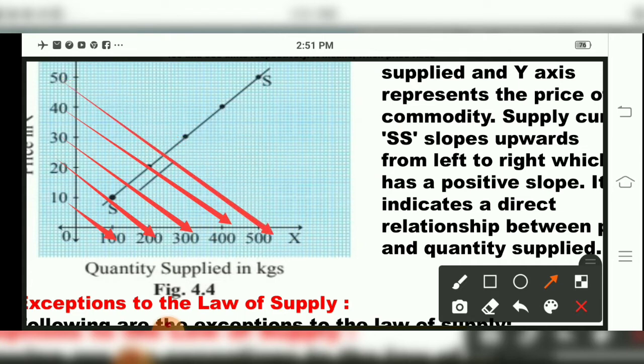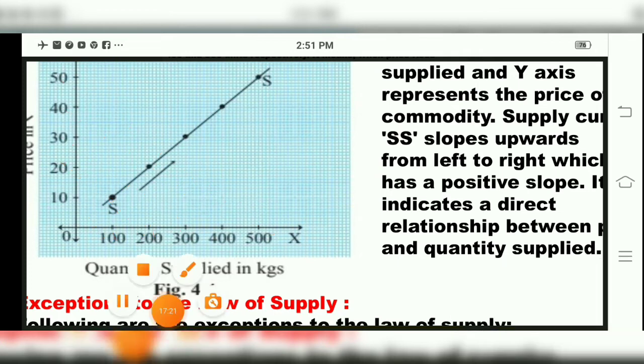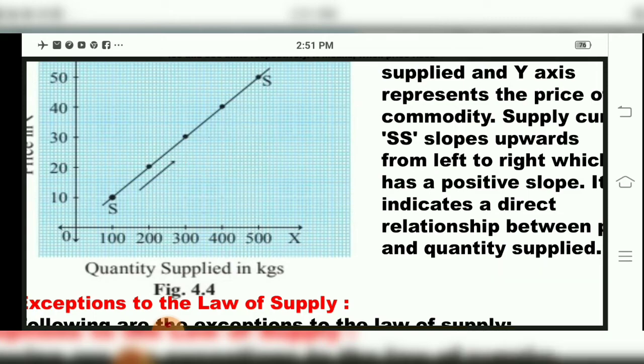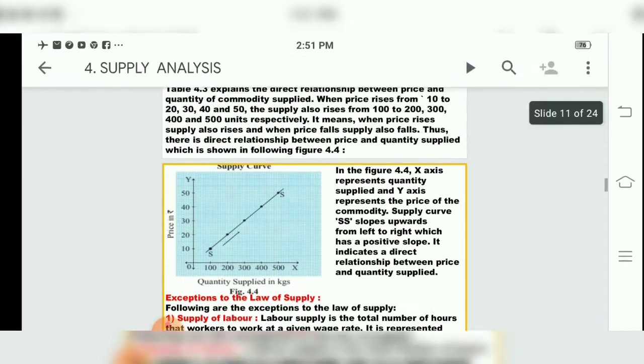So we plotted the points, and then it has been seen in a positive way, children, that this supply curve is moving in an upward direction, SS curve. That means it shows a direct relationship. Who shows? The supply curve. SS curve shows direct relationship between price and quantity supplied. That is SS curve.